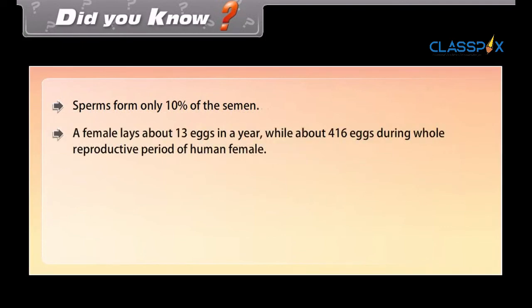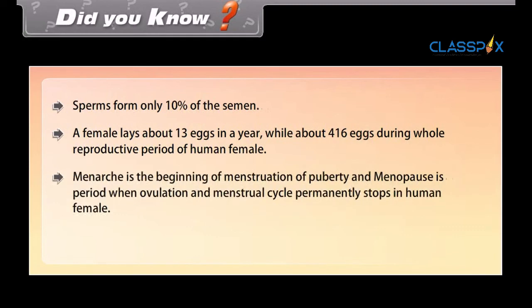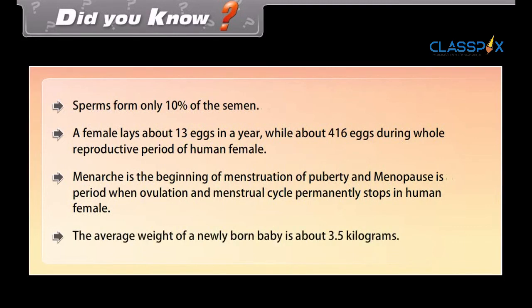Did you know sperms form only 10% of the semen? A female releases about 13 eggs in a year, while about 416 eggs during the whole reproductive period of human female. Menarche is the beginning of menstruation at puberty, and menopause is the period when ovulation and menstrual cycle permanently stop in human female. The average weight of a newly born baby is about 3.5 kilograms.